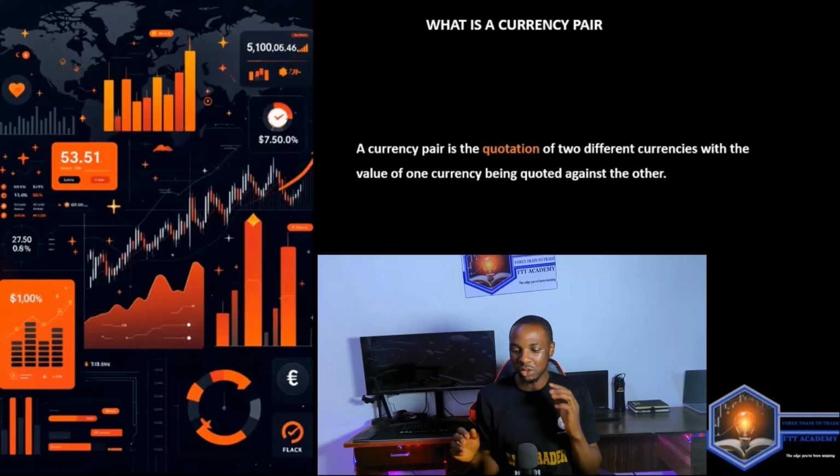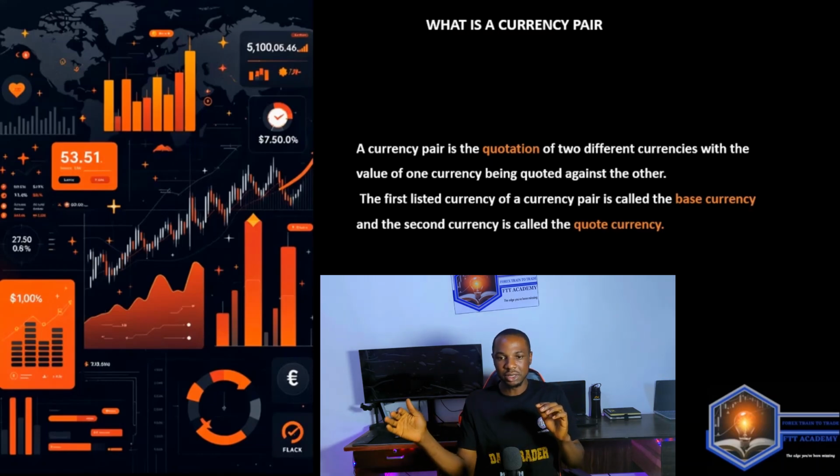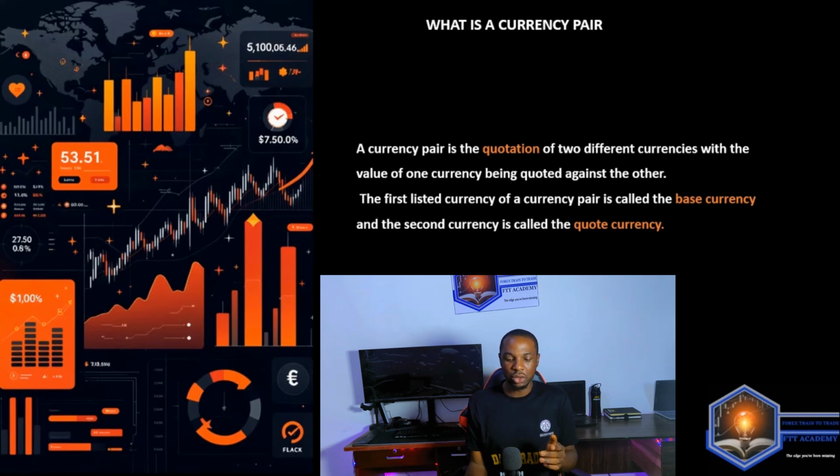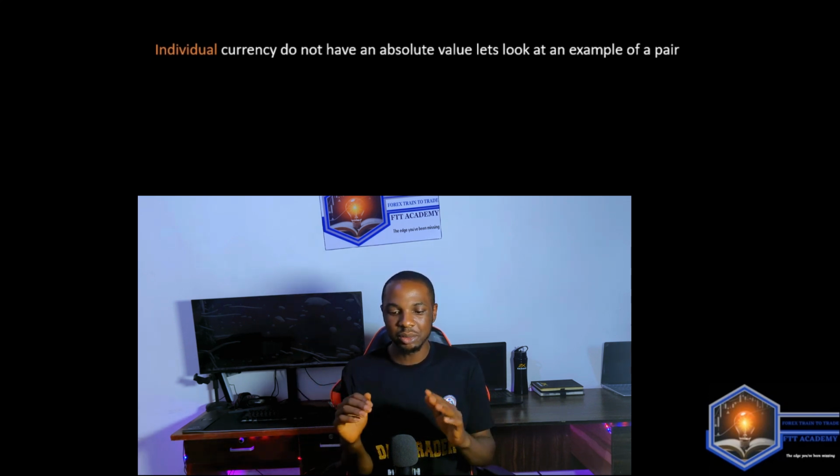A currency pair is the quotation of two different currencies, with the value of one currency being quoted against another, which means in the forex market you cannot trade a single currency on its own. For you to trade, you need to trade two currencies which have been paired together, one being the base, the other being quoted against it. When you join two currencies together, the first currency is what we call the base currency, and the second currency is what we call the quote currency. So individual currencies do not have absolute value.